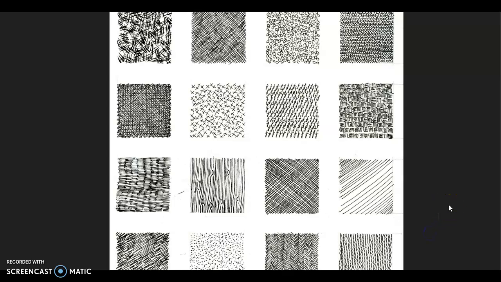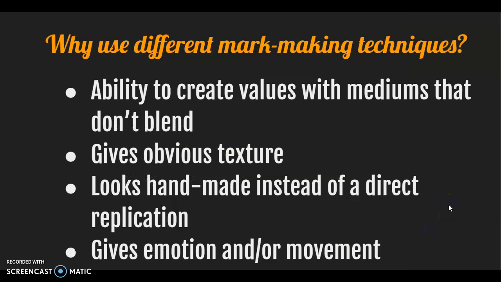So here are some examples of different mark making, and I'm just moving on quick. Go ahead and write down these different reasons why we want to use different mark making techniques as well. It's great because it gives us the ability to create values with mediums that don't blend. That's exactly what I just talked about, right? Things that don't blend, like pens or markers. It gives obvious texture. Of course, we can create something to look more sharp or more rough or more smooth or fuzzy using mark-making techniques.